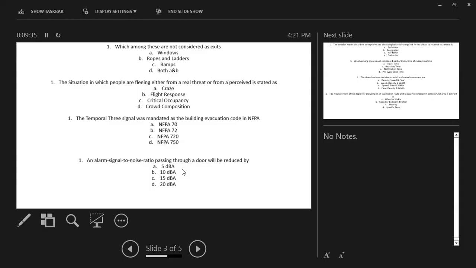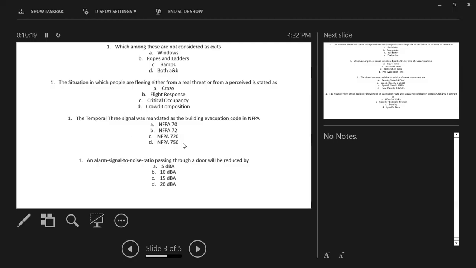The situation in which people are fleeing either from a real threat or a perceived one is stated as? Flight response. Whether the threat is real or an imaginary one. It is flight response. The Qutub Minar incident, flight response. A real or an imaginary threat is available, and people take action accordingly.